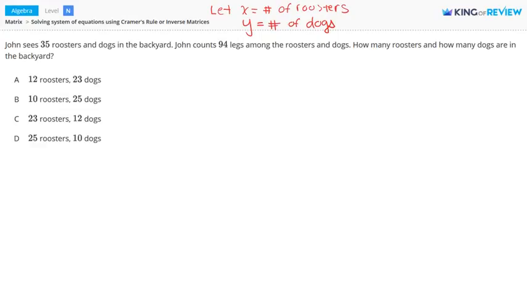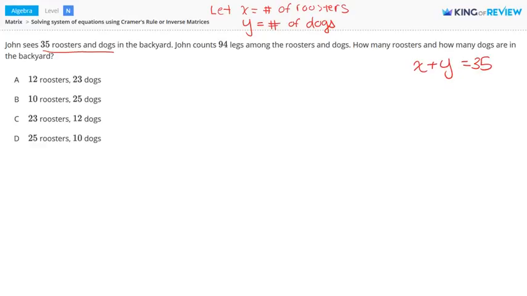So let's see. There are 35 roosters and dogs in the backyard. So we know that the total number of animals in the yard is 35. And the animals consist of roosters and dogs. So if we add the number of roosters, x, plus the number of dogs, y, we'll get 35. So that's our first equation.